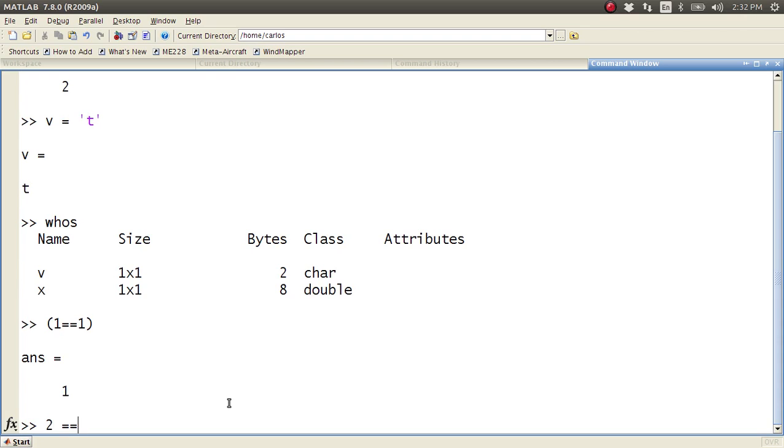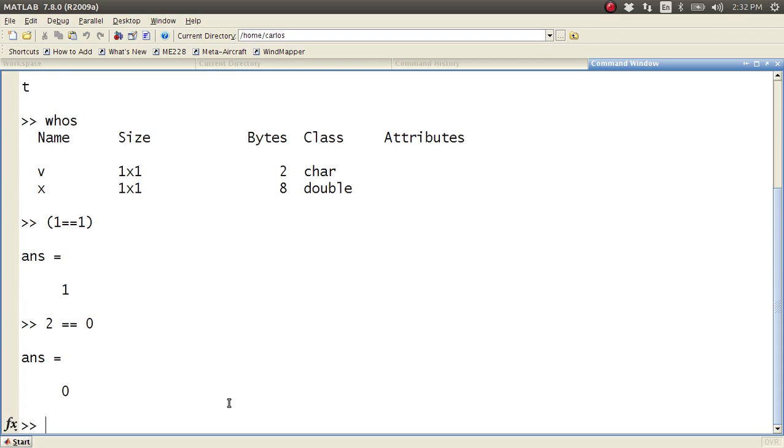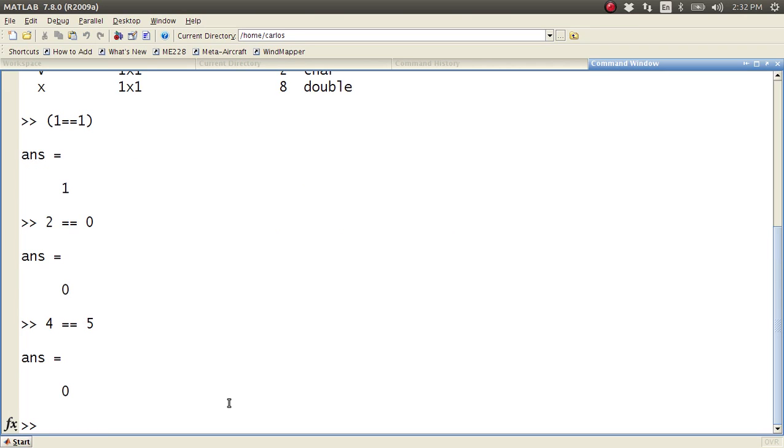Now, does 2 equal 0? No, it doesn't. Does 4 equal 5? It doesn't. Does 4 equal 4? It does. Now you can do interesting things. Cosine of pi, does that equal 1? Cosine of pi, oh my bad. Cosine of 0, does that equal 1? It does, because cosine of 0 is 1.